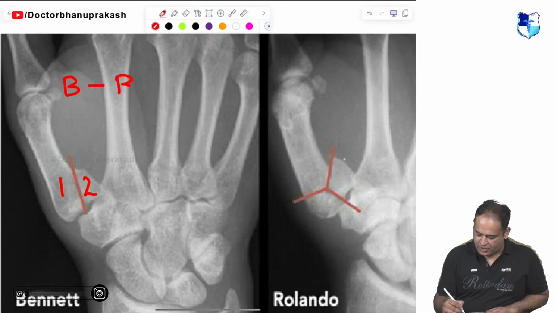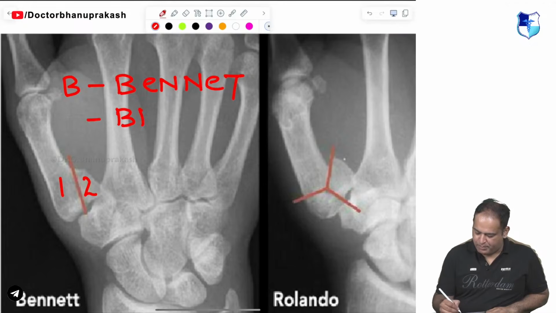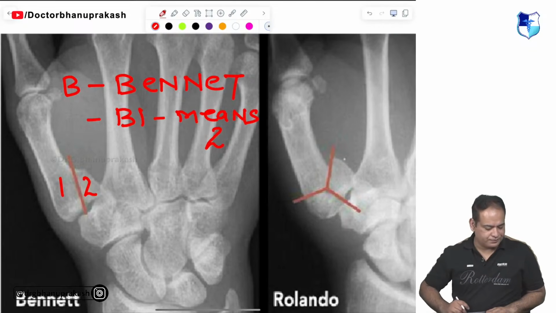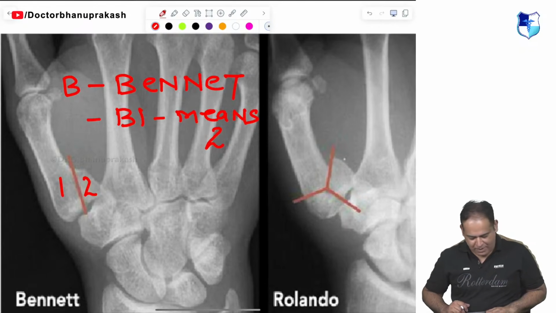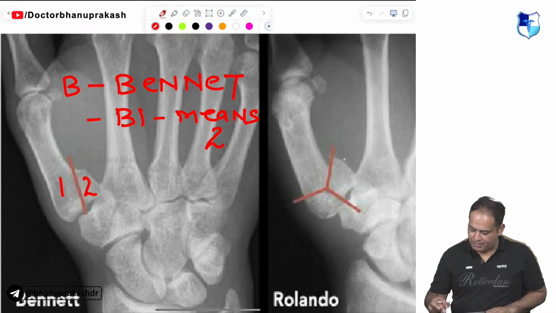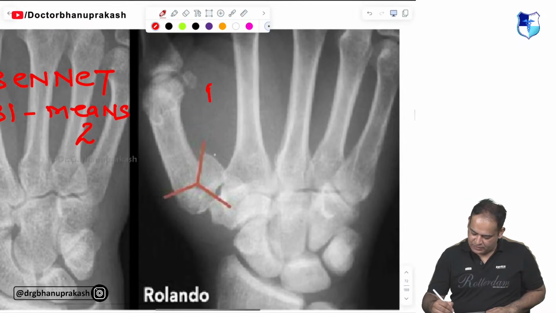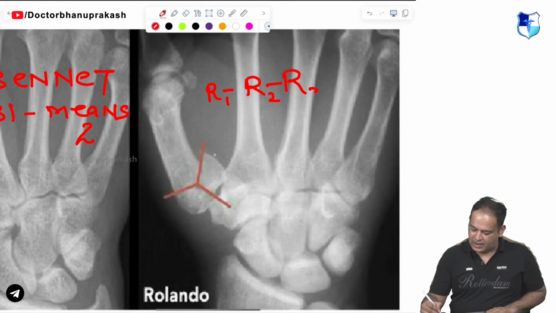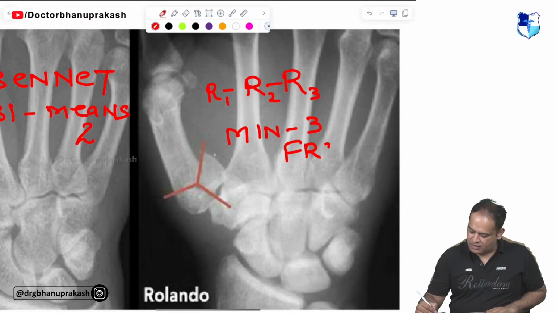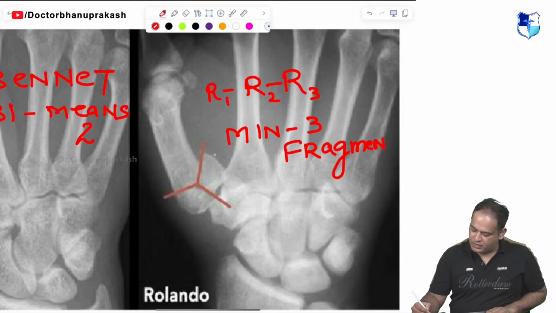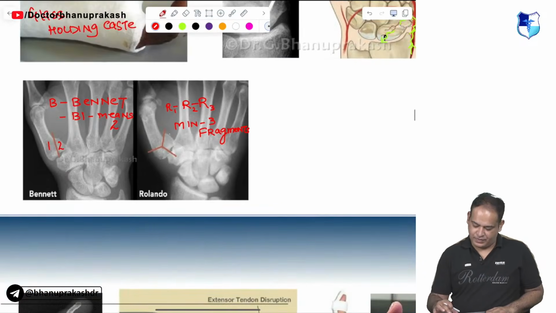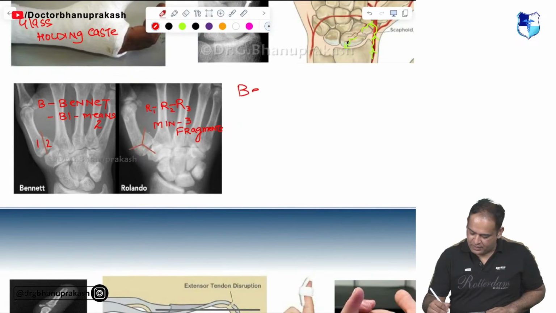So B for Bennett, B for bi, and bi means 2. B for Bennett, B for bi means 2. That is a way to remember. Next is Rolando. So there was a movie, RRR. So Rolando fracture has a minimum of 3 fragments, right? So this is a way to remember.